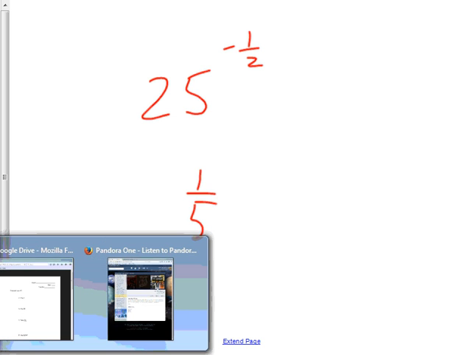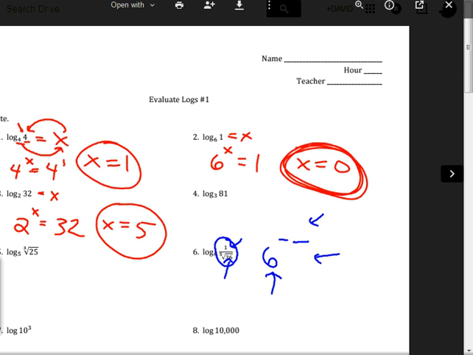All right, how about another one like that? 25 to the negative 1/2. What would that be? 1/5. Because the 1/2 power is the square root, so square root of 25 is 5, and then the negative makes it 1/5. All right, so back to our problem that we were doing when we got stuck and didn't know how to handle this part.